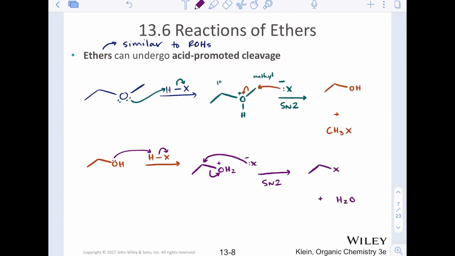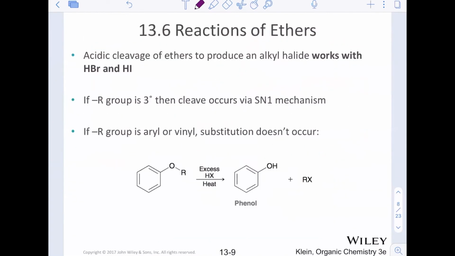So at the end of the day, we get 2 alkyl halides, one from each side of the ether. If you have a secondary or a tertiary, then you cleave via an SN1 mechanism. It's not very likely that we would want to do a secondary reaction here for the cleavage, simply because those are very, very slow at SN1 mechanisms. Tertiaries will undergo an SN1 mechanism rapidly because of the stability of the carbocation that forms.